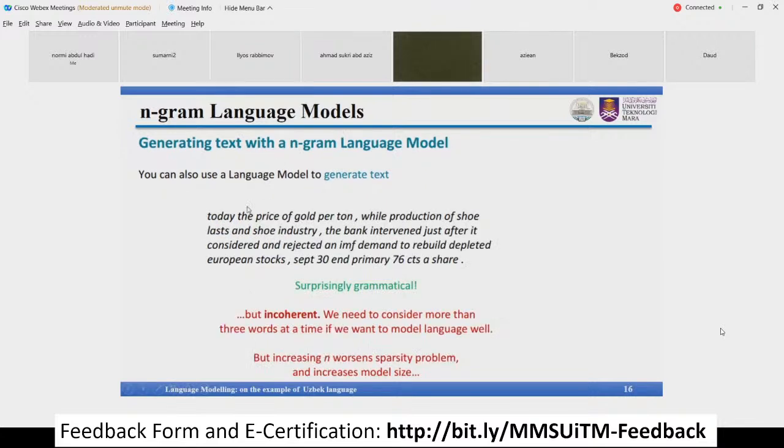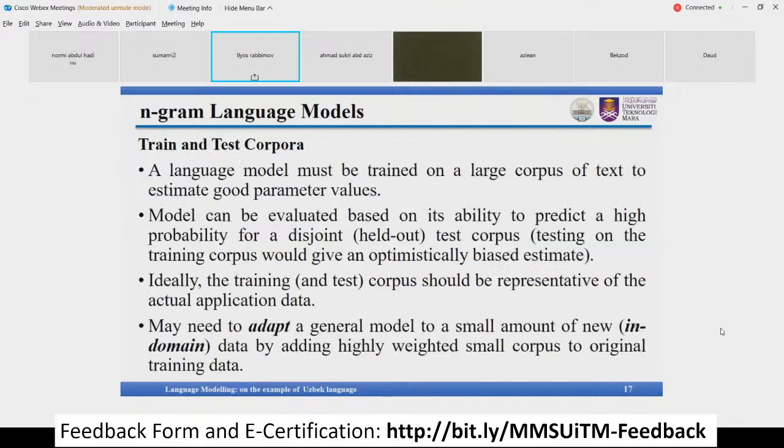And you can also use a language model to generate text like this. You can see this text is surprisingly grammatical, but incoherent. We need to consider more than 3 words at a time if we want to model language well. But increasing n worsens the sparsity problem and increases model size. This is inconvenient.